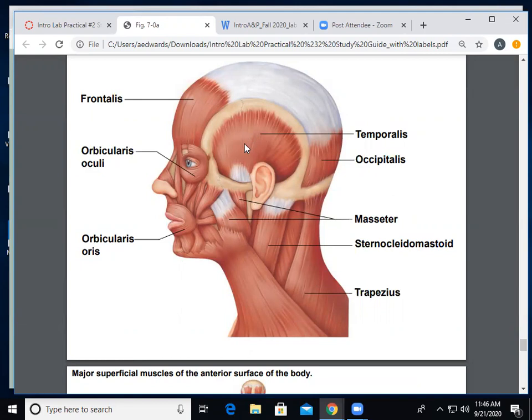Attaching to the temporal bone is the temporalis muscle. Attaching to the occipital bone is the occipitalis muscle. Okay. All right, so going around the eye, making an orbit around the eye is the orbicularis oculi, okay? Oculi meaning eye, right? You have another orbit around your mouth, which is the oral region, right? So this is orbicularis oris.